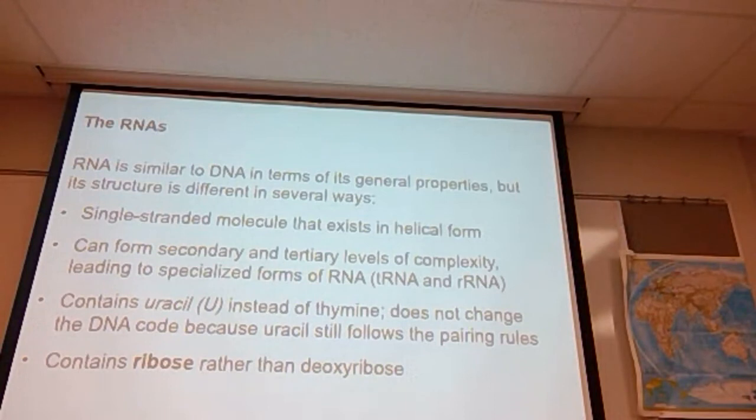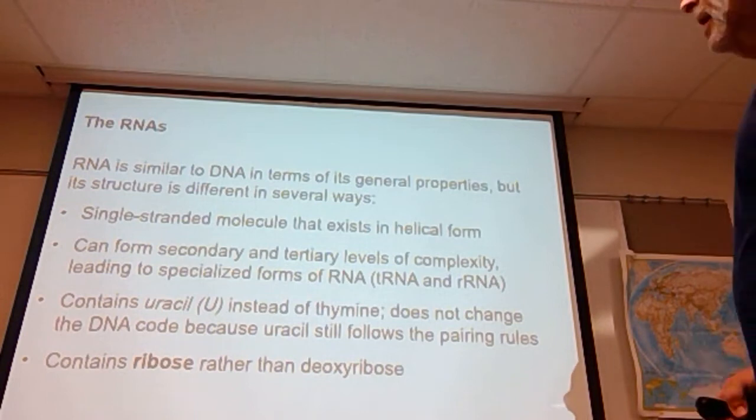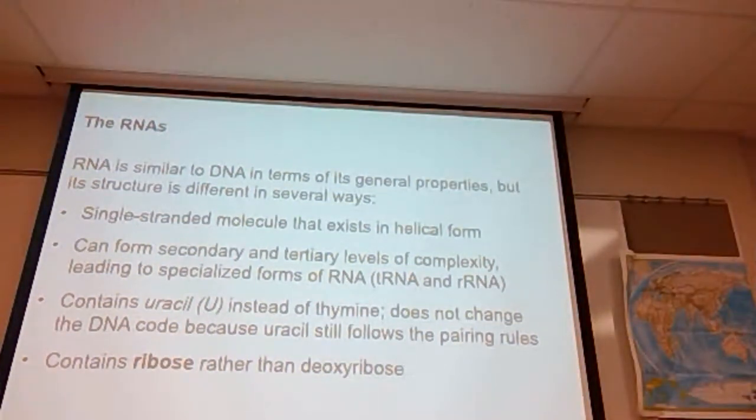RNA is similar to DNA in terms of its general properties, but its structure is different in several ways. While DNA is double-stranded, RNA is single-stranded. It exists in a helical form. It is a single coil rather than being a double coil. RNA can form secondary and tertiary levels of complexity, leading to specialized forms of RNA. If you think back to protein formation, when we talked about that, there were secondary and tertiary protein structures.